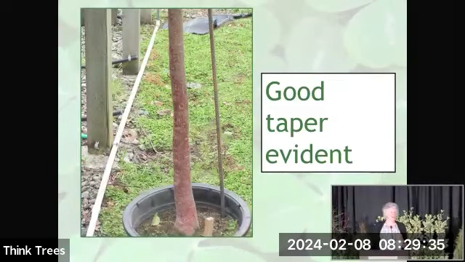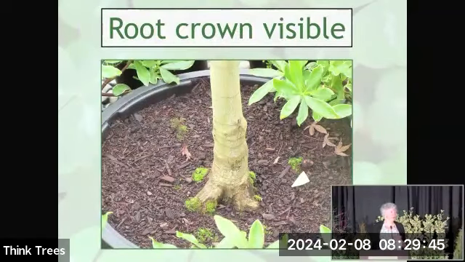You want to see good taper, and this is sometimes really hard to find, isn't it? Because you're not able to see the root crown. So you want to see that taper, you want to have a visible root crown. If you can see the beginnings of the roots, like in this one, it's not a great pot, there's a lot of weeds and stuff in it, but it has what looks like, anyway, at this point, to be a decent root system.